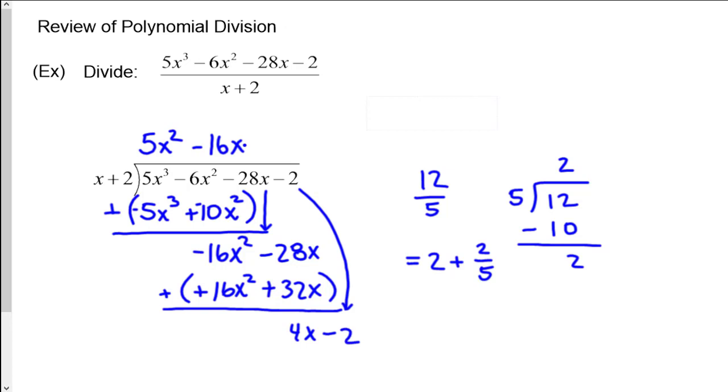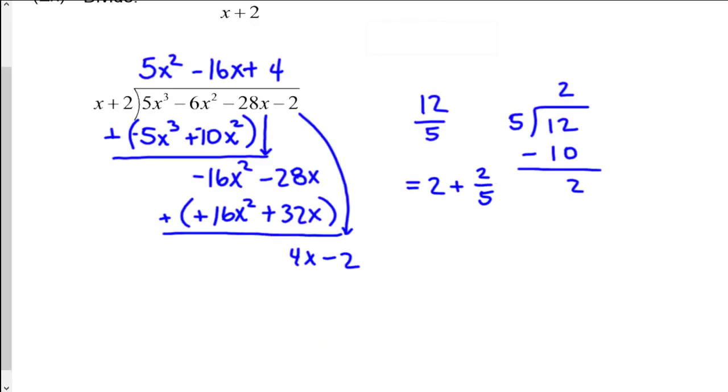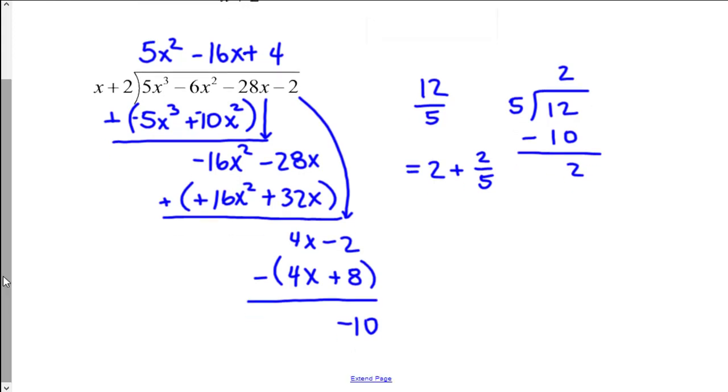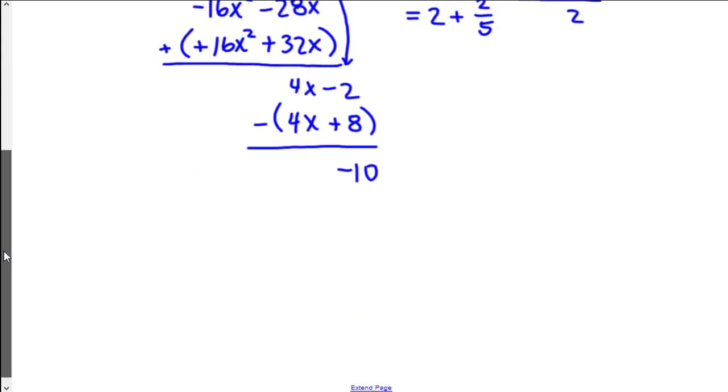And I repeat. What do I need to multiply x by to get 4x? That's going to be plus 4. When I multiply 4 times the x plus 2 polynomial, I get 4x plus 8. And when I subtract at this step, 4x minus 4x cancels, that goes to 0. Then I have negative 2 minus 8, which is negative 10. At this point, I don't have any other terms to bring down, so this is the last step in the process. So I write my final answer here.